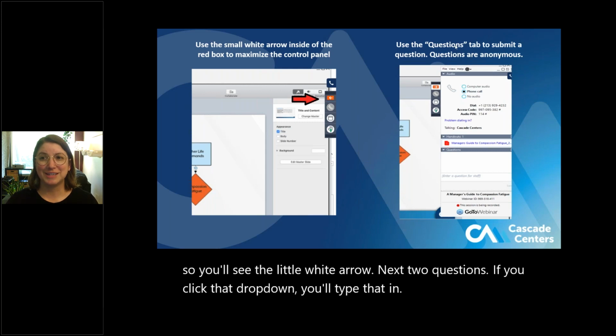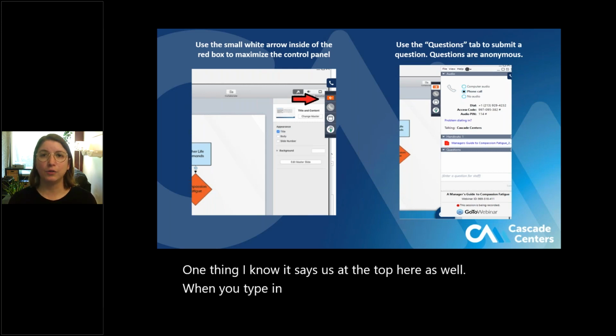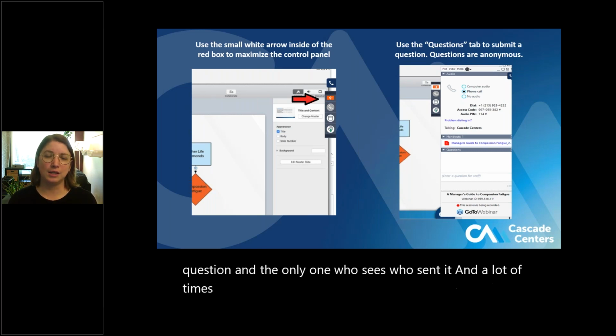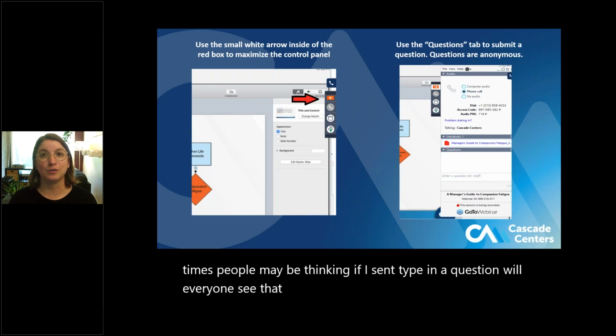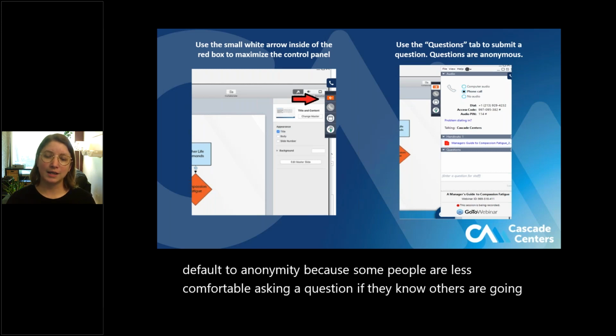One thing, and I know it says this at the top here as well, when you type in a question, I'm the only one who sees the question and the only one who sees who sent it. And a lot of times people may be thinking, if I type in a question, will everyone see that I asked that? The answer is no. We tend to default to anonymity because some people are less comfortable asking a question if they know others are going to know that they were the one who asked it.